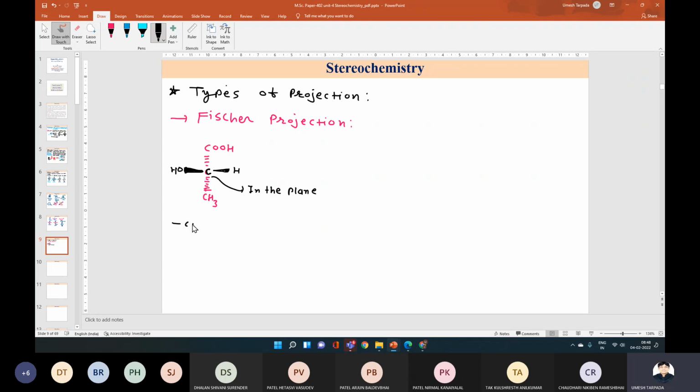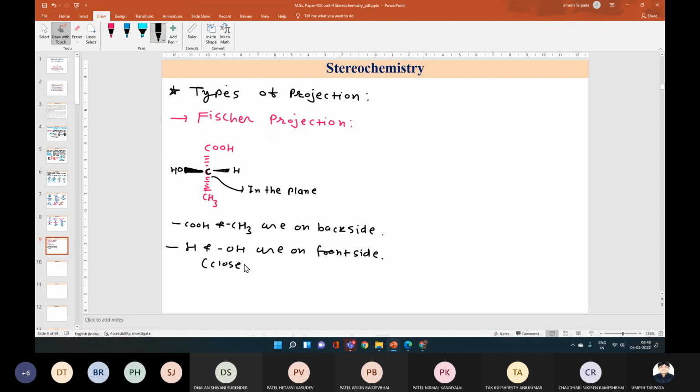Carbon is in the plane, COOH and CH3 are on back side. H and OH are on front side. We are looking at the molecule from front side, so H and OH are close to viewer, closer to viewer, and vertical groups are away from viewer, and carbon is in the plane.